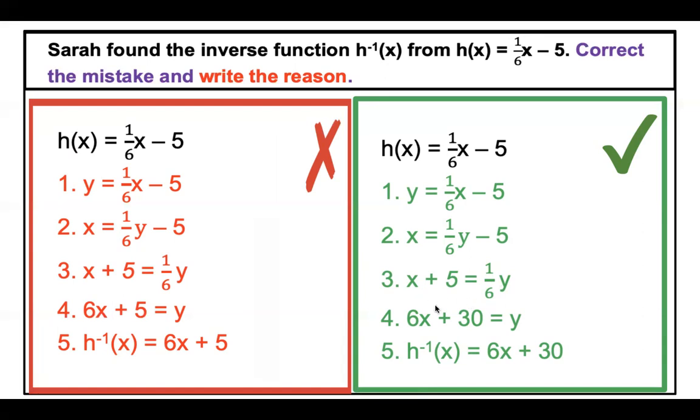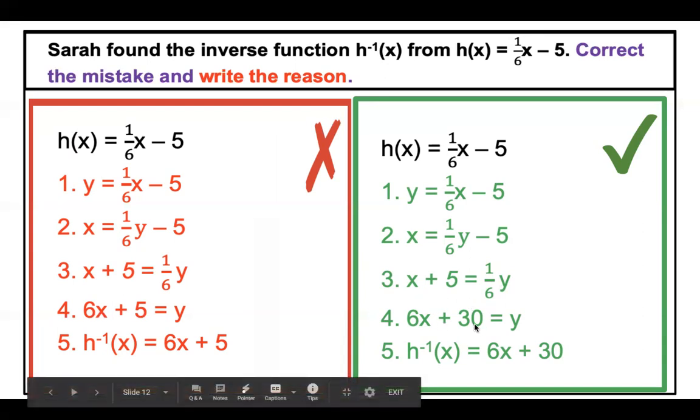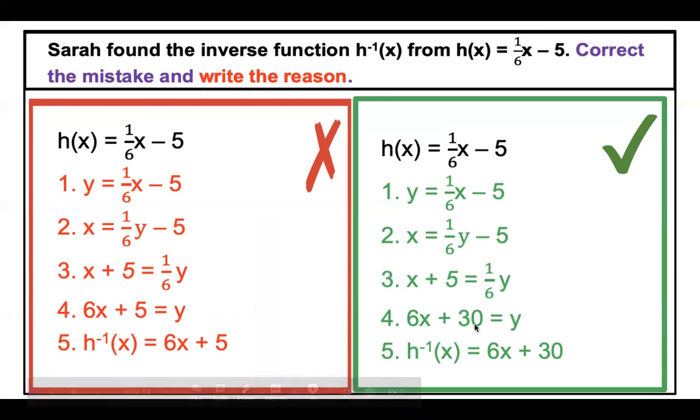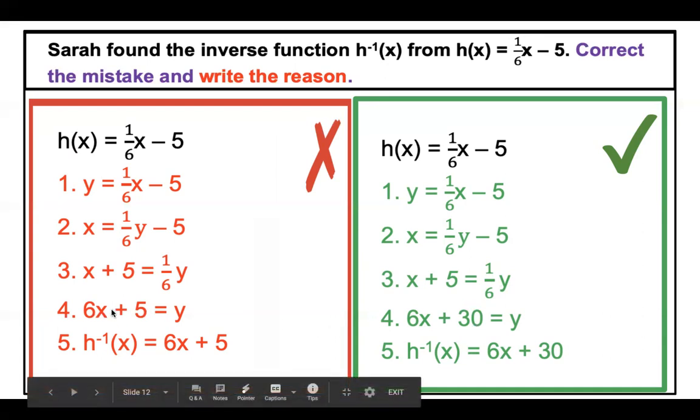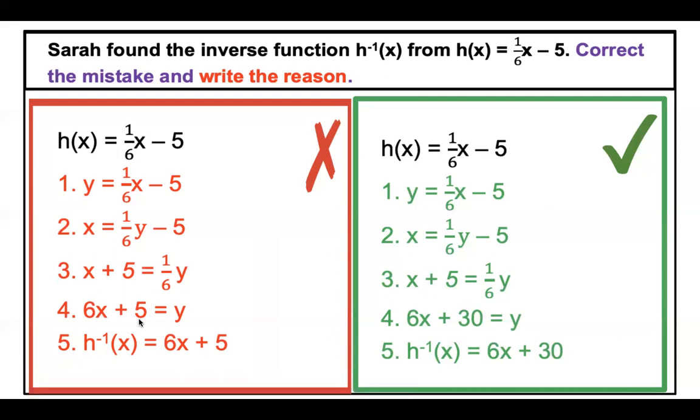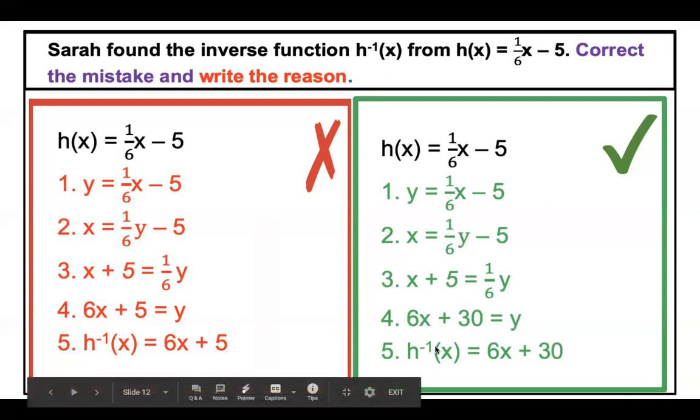So 6x plus 30. All right? But what is wrong here? Oh, the 5. You multiply 6 only to the x, not to the 5. That was wrong. So you understand what is wrong. And in the last step, instead of y, you write h inverse of x.